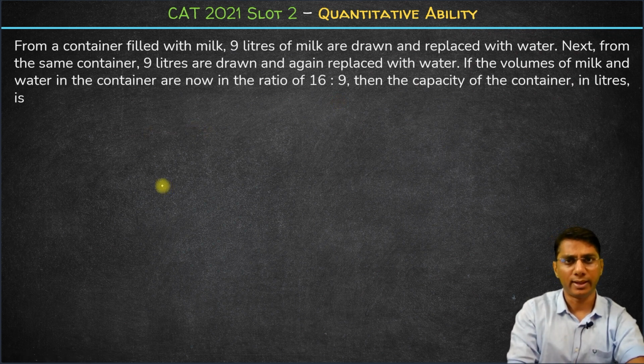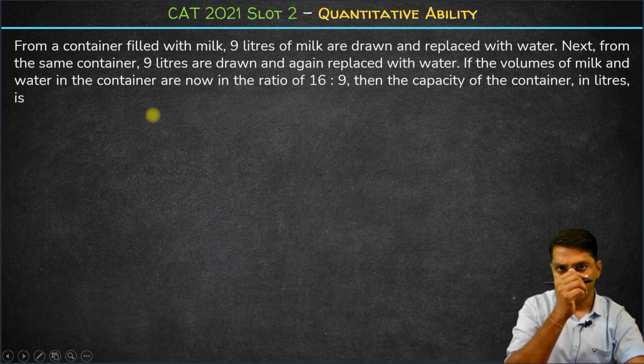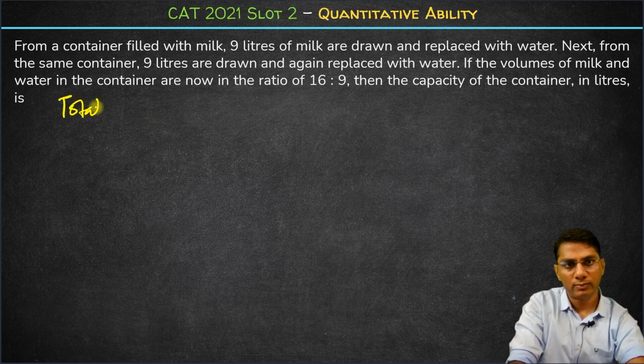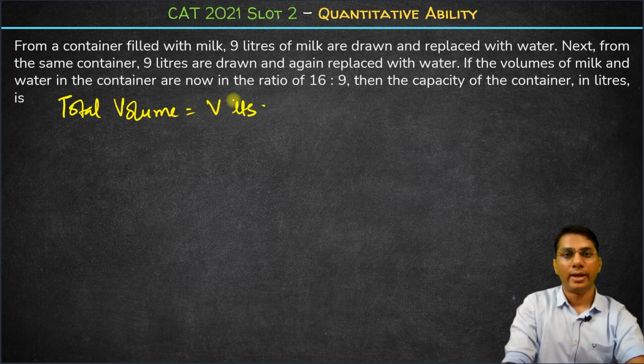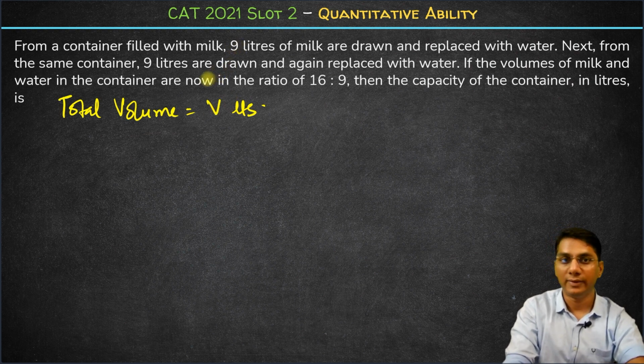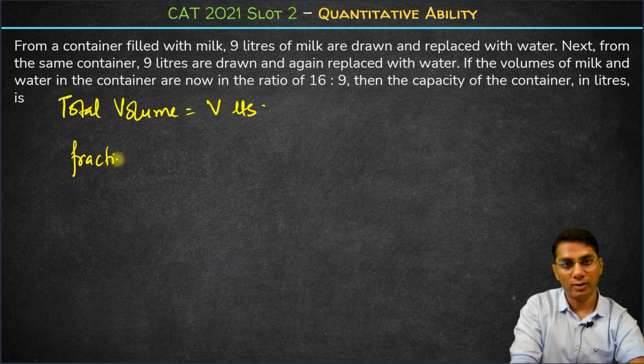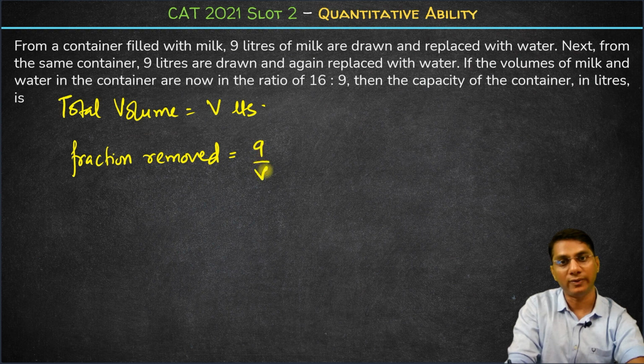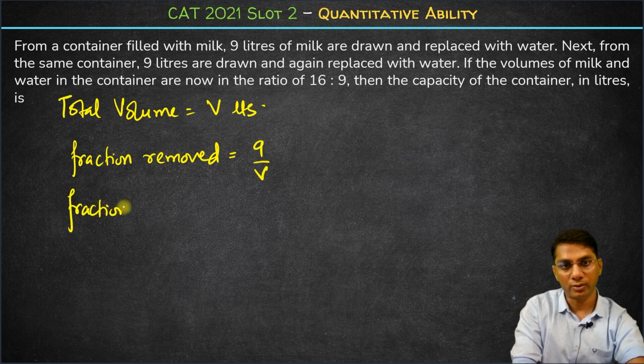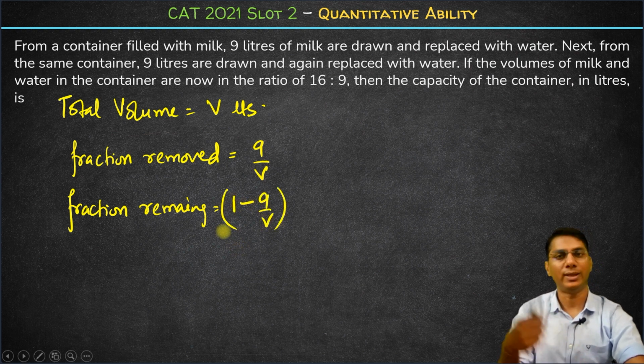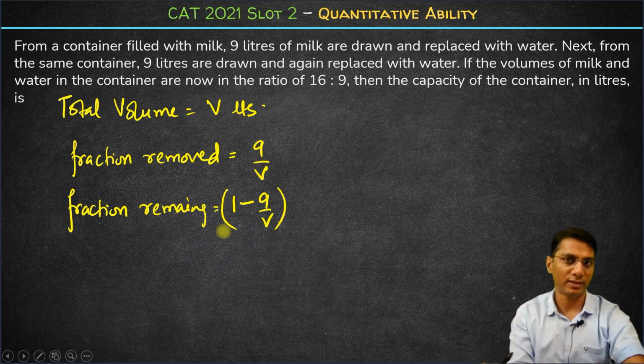Let's look at the quantity of milk. Or before even you look at the quantity of milk, let's say the total volume of the container is V liters. Now out of this V liters, 9 liters are being withdrawn. So the fraction of the total quantity being removed is 9 out of V. So 9 by Vth fraction is being removed. What is the fraction that will remain of the total volume? The fraction remaining will be 1 minus 9 by V, right? If for example 1/3 is removed, the remaining will be 2/3, 1 minus 1/3, right?